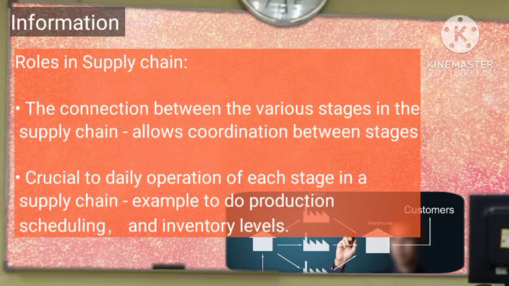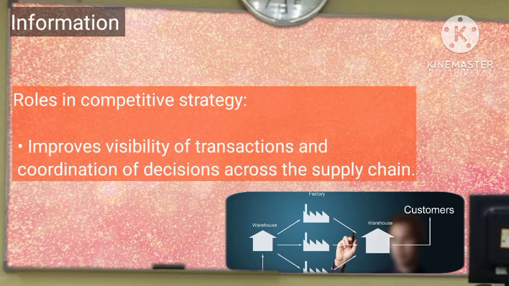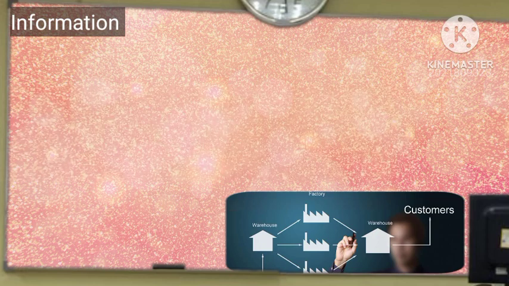The role of information in the supply chain is the connection between the various stages in the supply chain, allowing coordination between stages. It is crucial to the daily operation of each stage in a supply chain, for example to do production scheduling and set inventory levels. Its role in competitive strategy allows the supply chain to become more efficient and more responsive at the same time, and improves visibility of transactions and coordination of decisions across the supply chain.